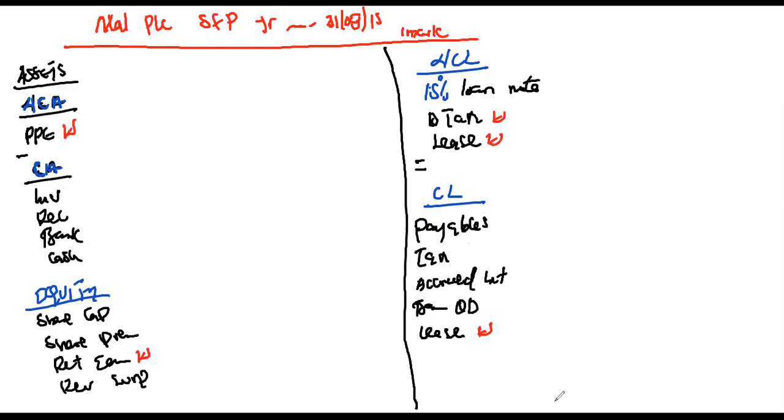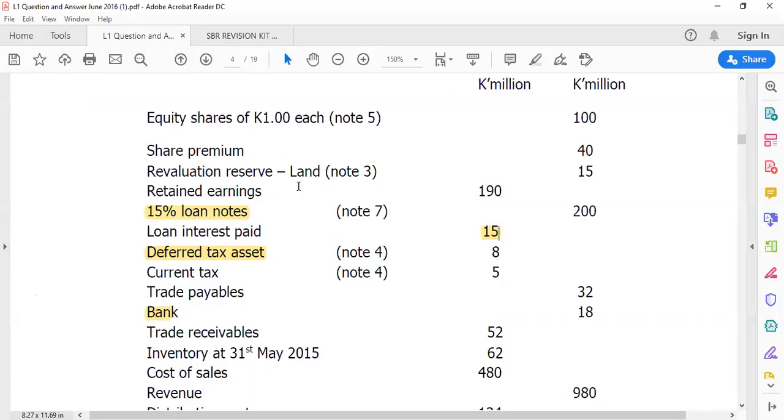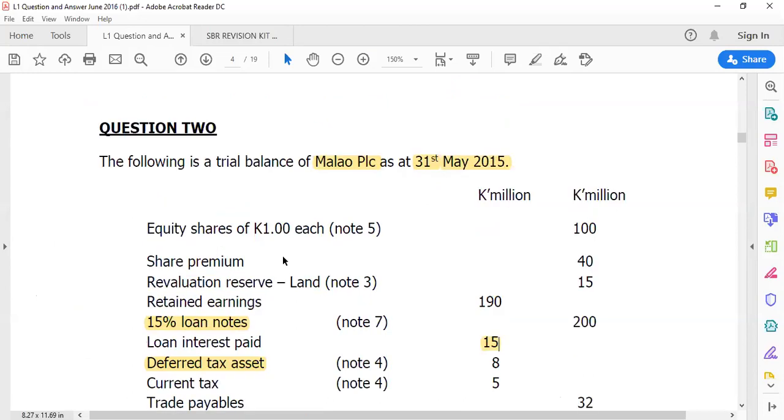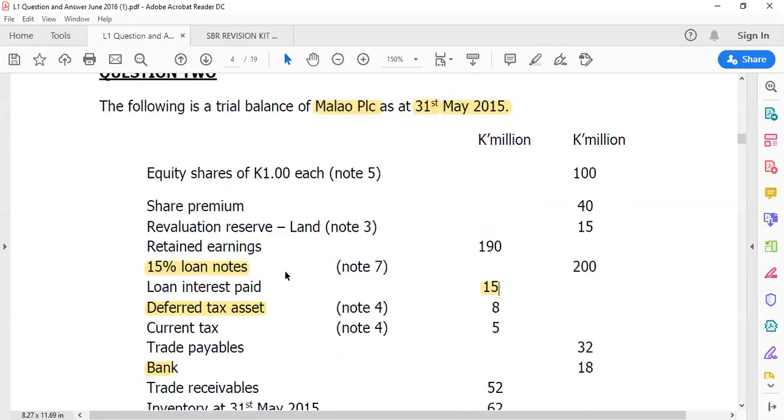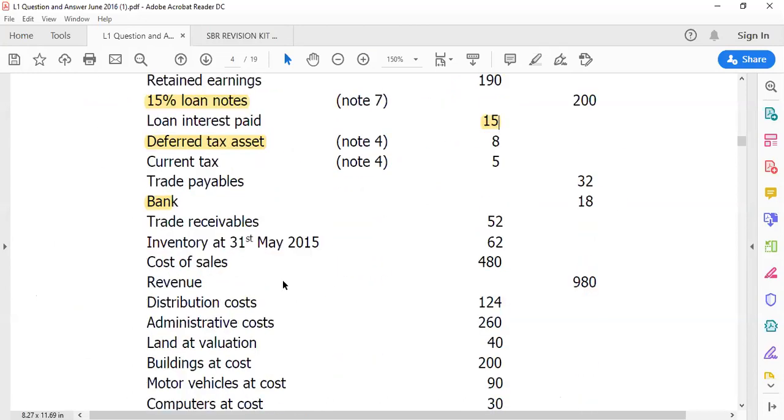I'm going to take you back to the question so that now we post the free marks. Now, look at the trial balance here, which is something that I didn't have in the notes, just pick it. So let's pick our free marks. Maybe let's start with the income statement. What are we going to pick from the income statement first for now? Let's pick our free marks.